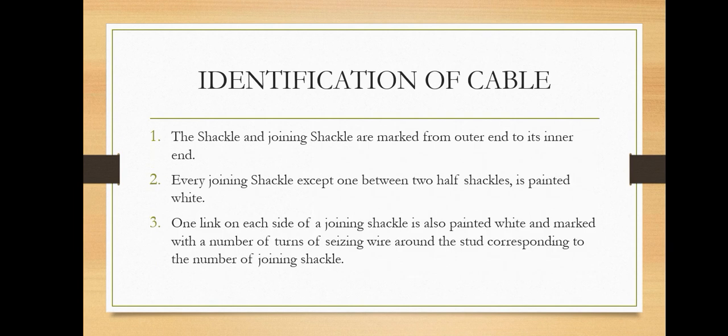Now, how can we identify a cable? For identifying a cable, we have given three points. First, the shackle and the joining shackle are marked from the outer end to the inner end. So what is a shackle? A shackle is a device which is used to connect the anchor chain to the anchor.